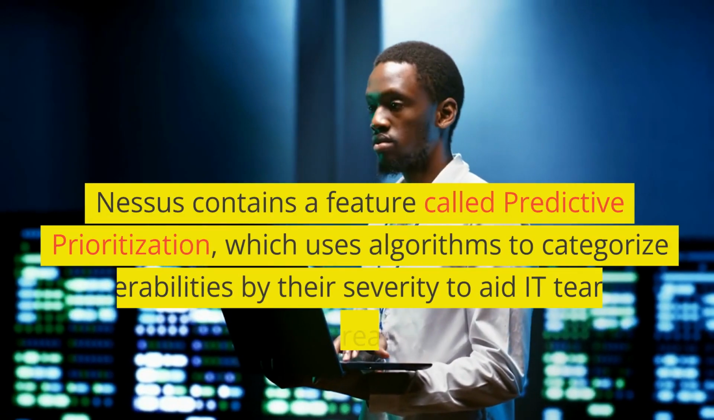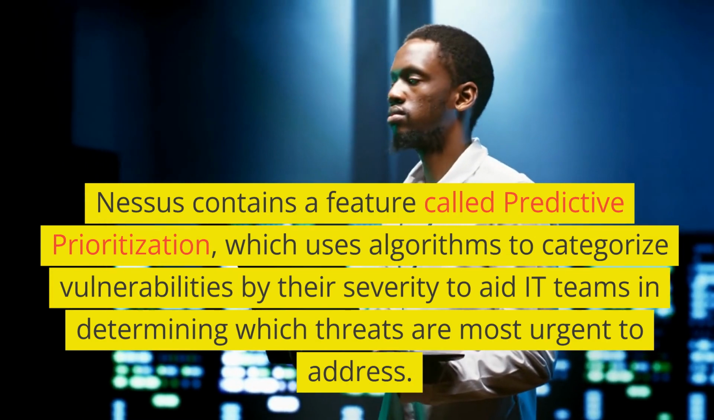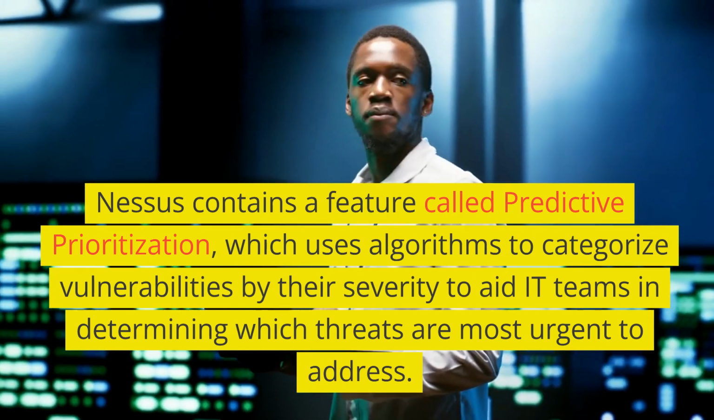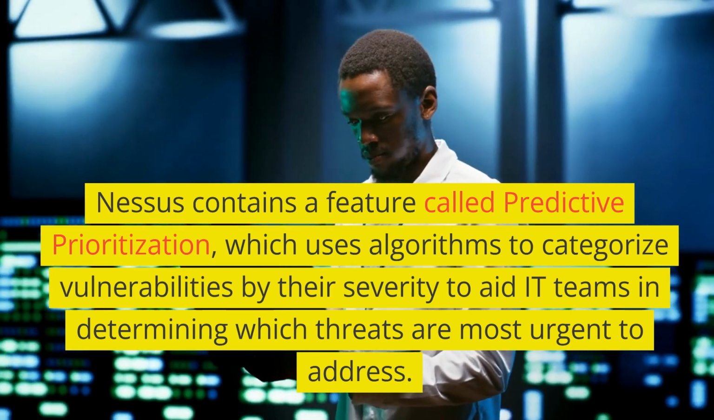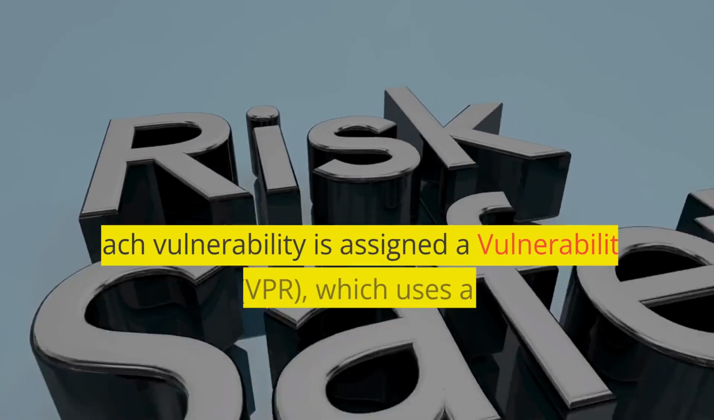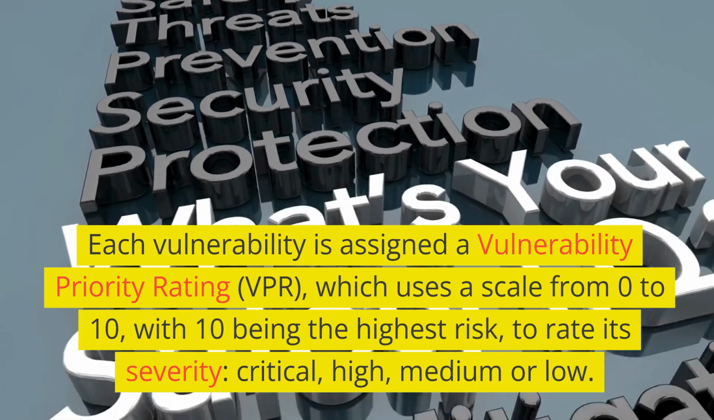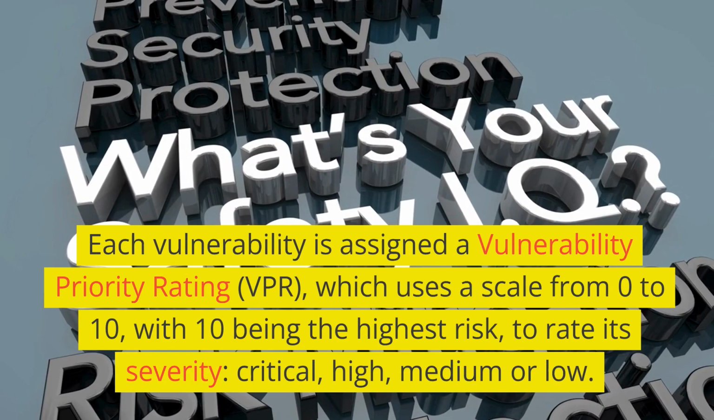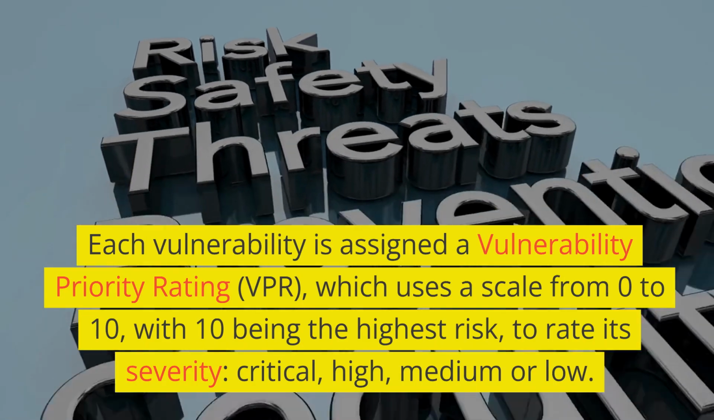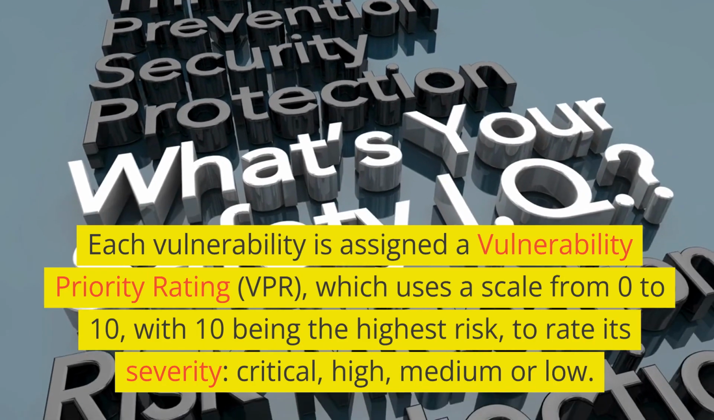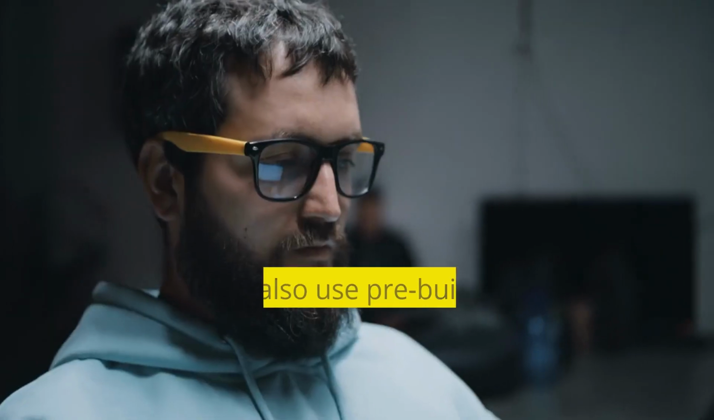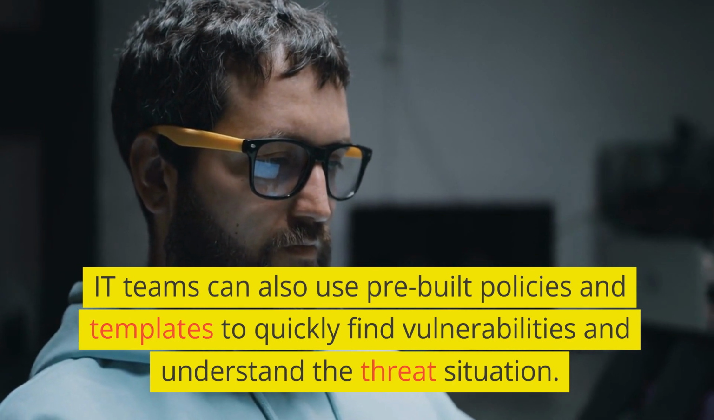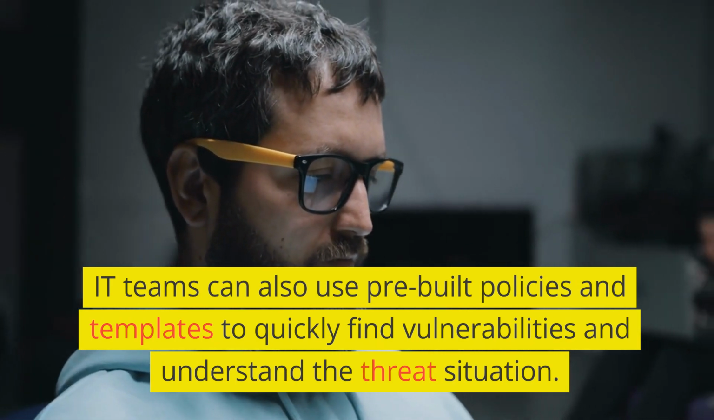Nessus contains a feature called predictive prioritization, which uses algorithms to categorize vulnerabilities by their severity to aid IT teams in determining which threats are most urgent to address. Each vulnerability is assigned a Vulnerability Priority Rating, VPR, which uses a scale from 0 to 10, with 10 being the highest risk, to rate its severity: critical, high, medium or low. IT teams can also use pre-built policies and templates to quickly find vulnerabilities and understand the threat situation.